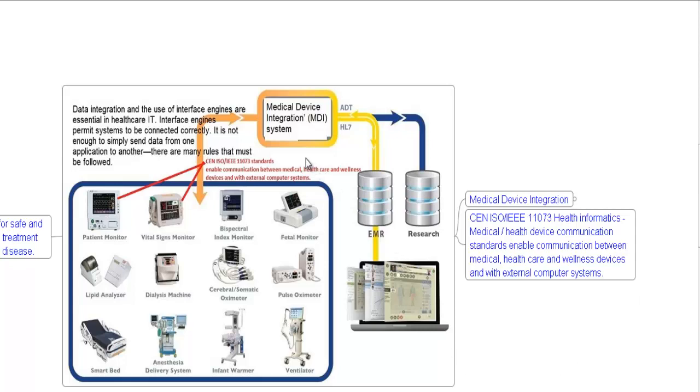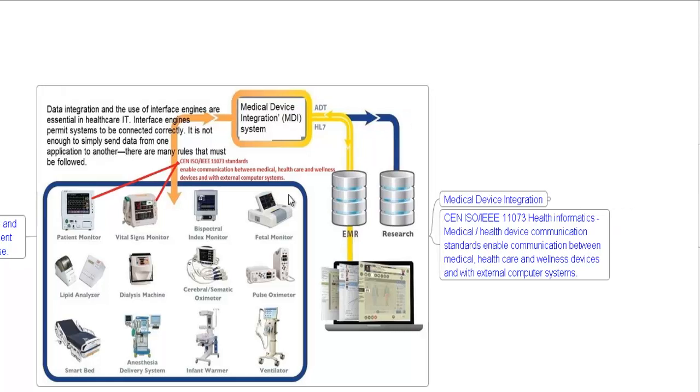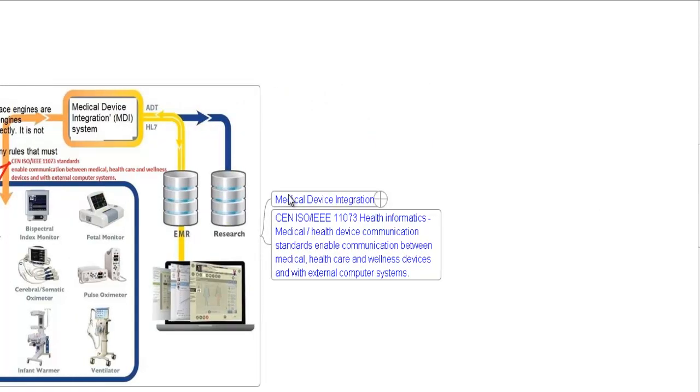Arrow line shows how data can be exchanged between medical devices and EMR system using medical device integration system. CEN, ISO and IEEE 11073 standards enable communication between medical devices, healthcare and wellness devices with external computer system. Okay, remember this is for exam point of view, it's very important. Medical device integration we'll see.